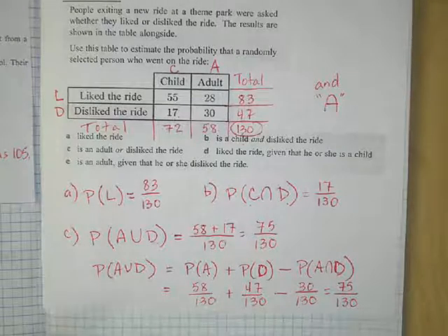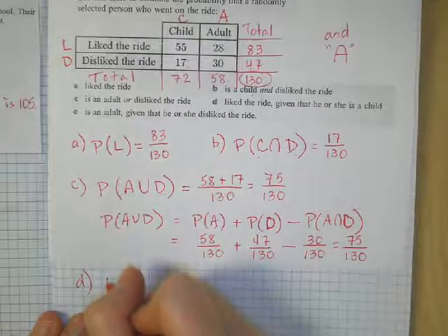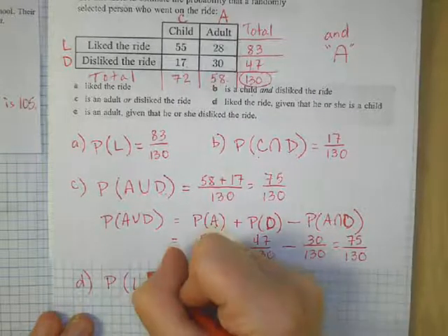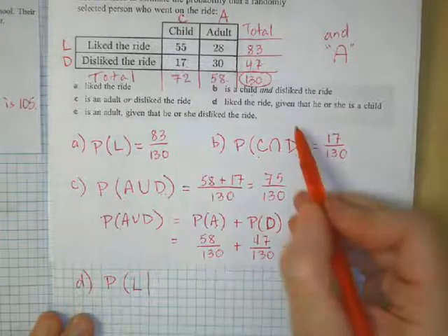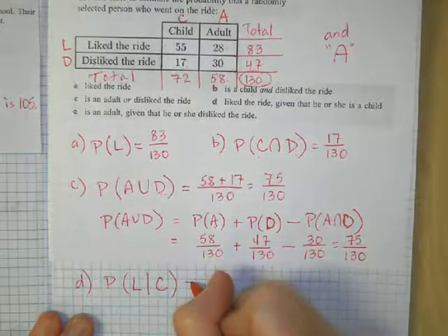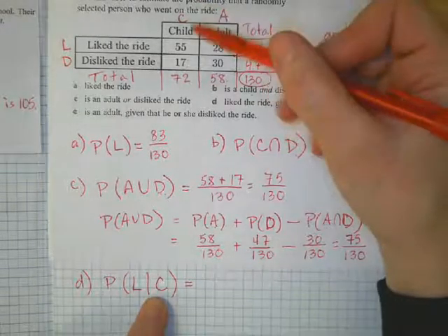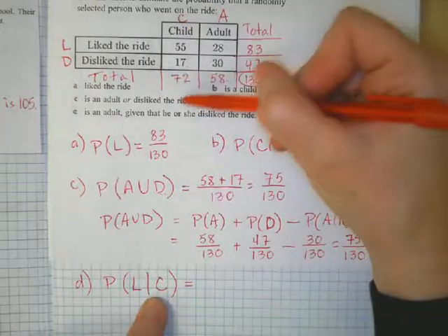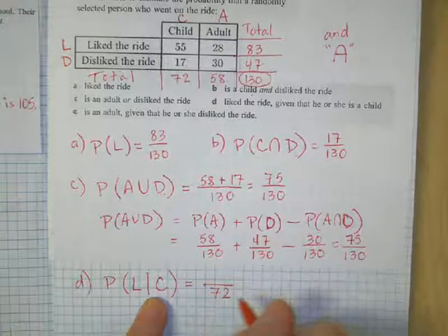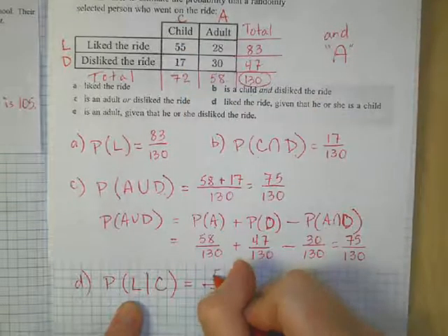Okay, question D. What's the probability that they like the ride, given, here's my given, that he or she is a child? For this one, I'm only going to look at children because of the given part. So I'm only going to look at these people. This is where I change the denominator. I'm only interested in children, so that's over 72. And that they liked the ride. Which children liked the ride? 55 of the children liked the ride.